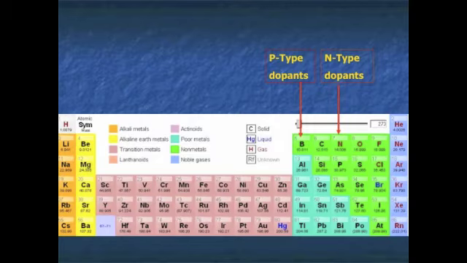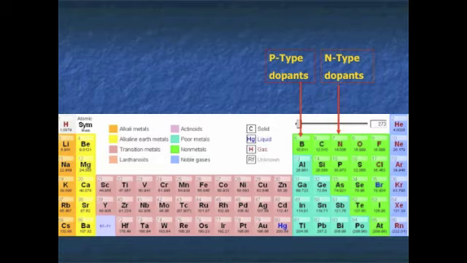Looking at the periodic table, we can see that silicon is in column 4, indicating its 4 outermost electrons. Now, suppose we have a silicon crystal and we replaced some of the silicon atoms in the crystal with boron. Boron has only 3 valence electrons. So for every boron atom, there would be a missing electron or hole in the crystal.